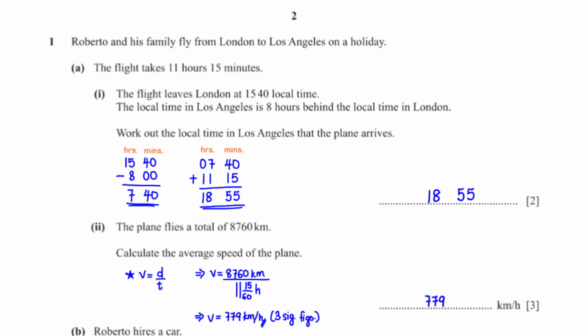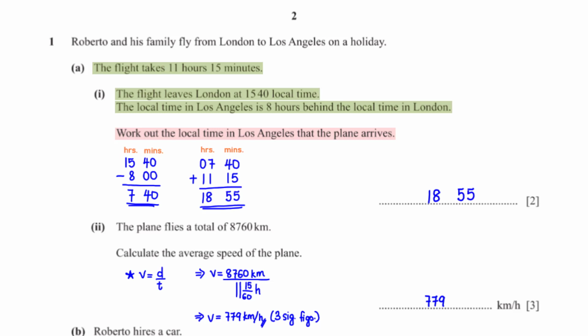Roberto and his family fly from London to Los Angeles on a holiday. The flight takes 11 hours 15 minutes. The flight leaves London at 15:40 local time. The local time in Los Angeles is 8 hours behind the local time in London. Work out the local time in Los Angeles that the plane arrives.